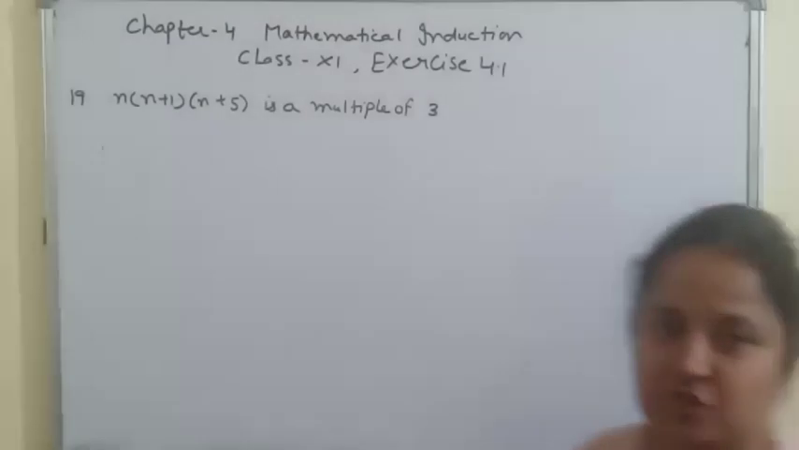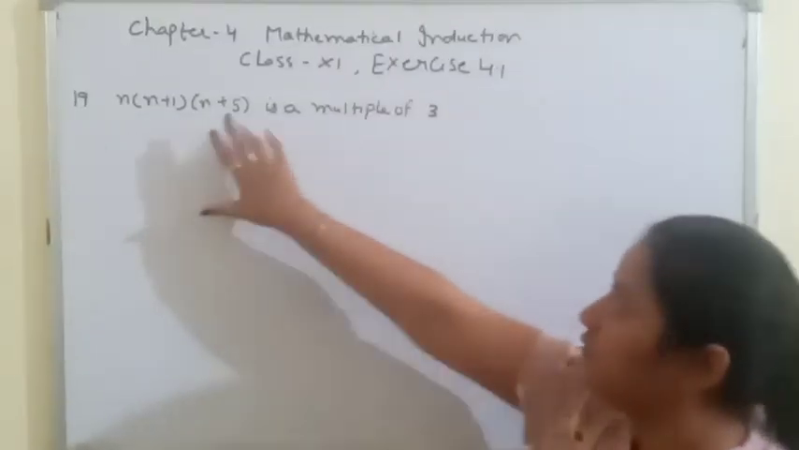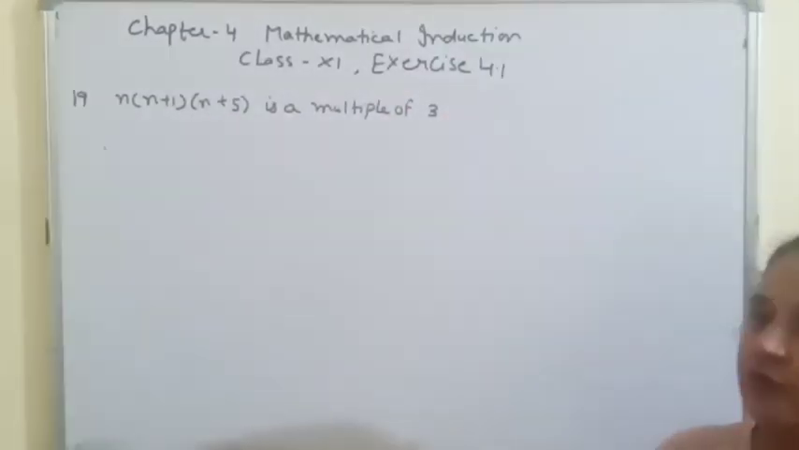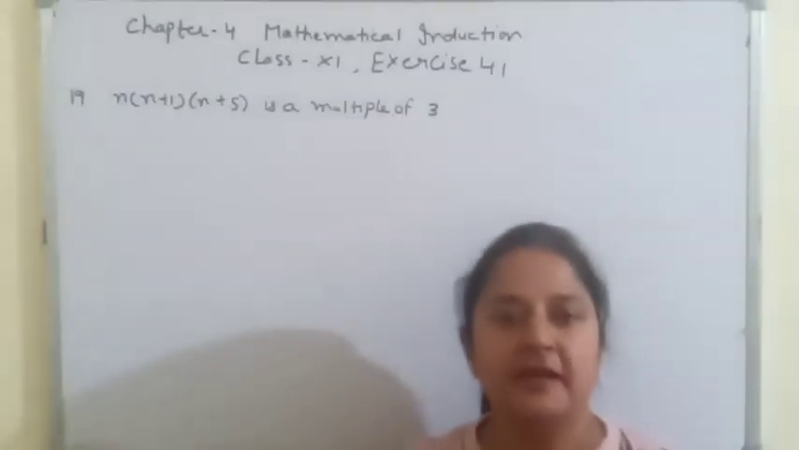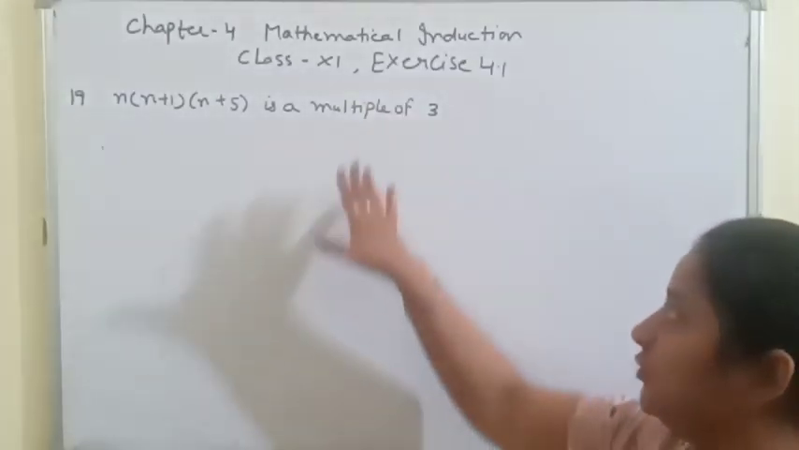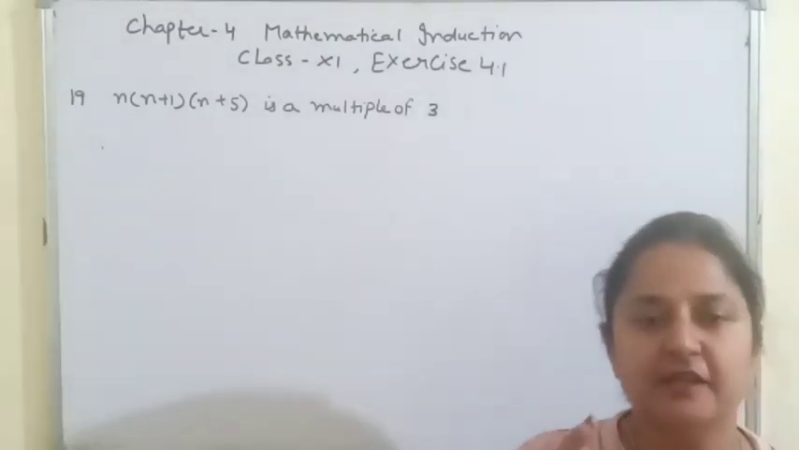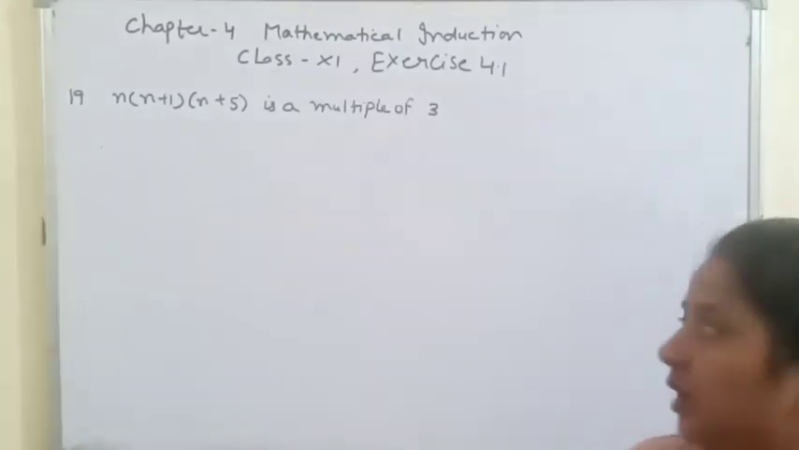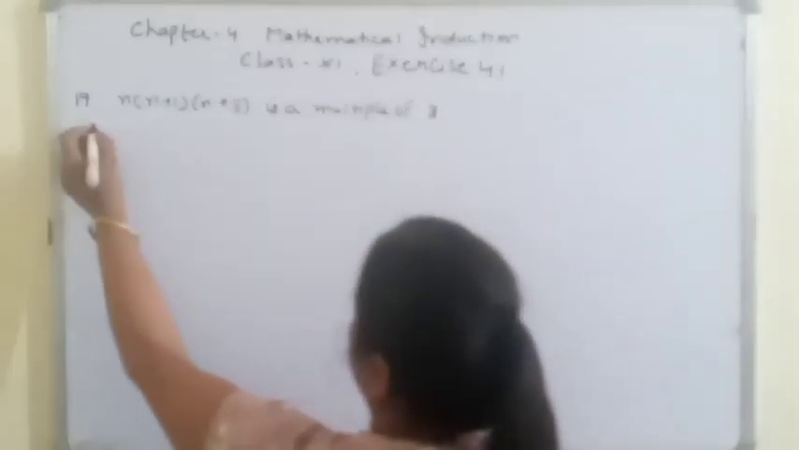The statement for question number 19 is n times (n plus 1) times (n plus 5) is a multiple of 3. It means this statement is a multiple of 3 or divisible by 3. If a statement is a multiple of 3, then it is obviously divisible by 3. It's a very easy question. Let's see how we will solve the problem for the divisibility or multiple conditions.